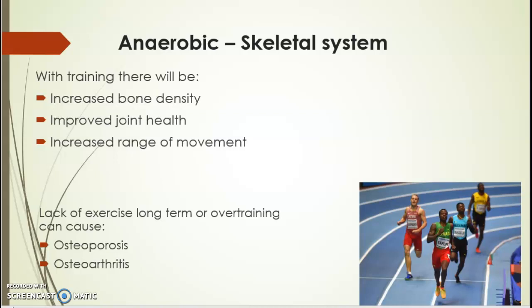Similarly, with overtraining, osteoclasts would be stimulated to clear away bone tissue, while the osteoblasts are stimulated to lay down new bone tissue. With overtraining, the osteoclasts work at a much faster rate than the osteoblasts, which actually slightly reduces bone density. So over time it could potentially cause osteoporosis as well.